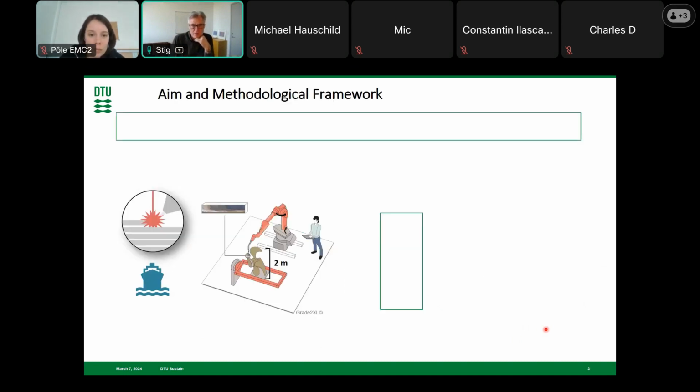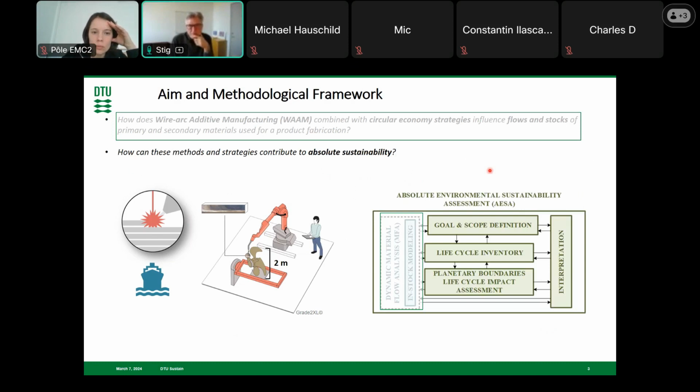So the original thought with this study was to investigate how wire arc additive manufacturing combined with circular economy strategies influences the flow and sustainability of primary and secondary materials used for product fabrication. What I'll be more precise about in this presentation is how these methods and strategies can contribute to absolute sustainability, if they can at all.